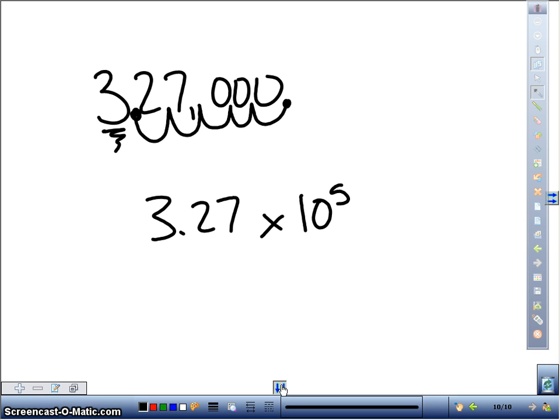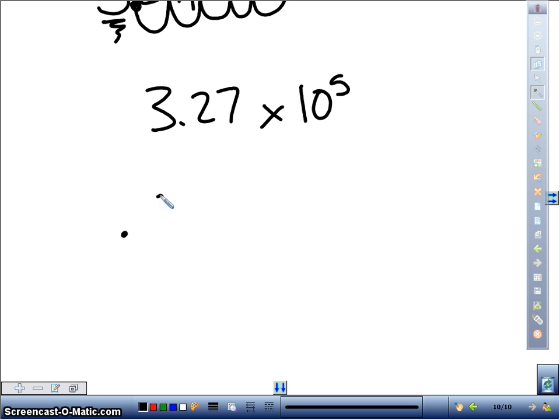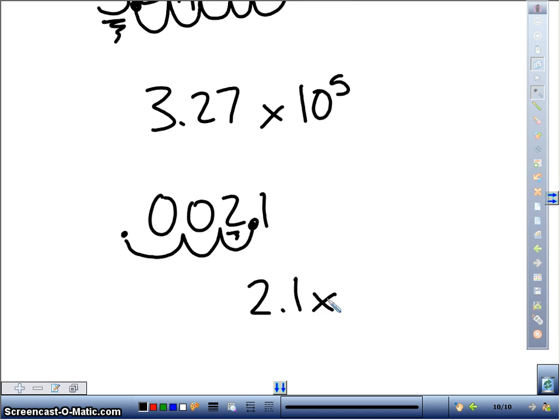Now it gets a little trickier when they give you decimals, something like that. Once again, we want to try and get one whole number out in front. So I move it 3 times so I can get this 2 out in front. So that gives me 2.1 times 10, and I moved it 1, 2, 3 times. Now, what's the difference between these two?